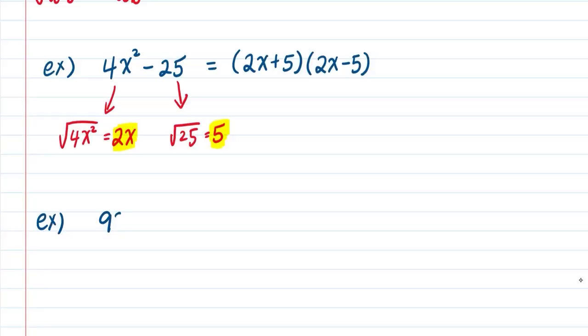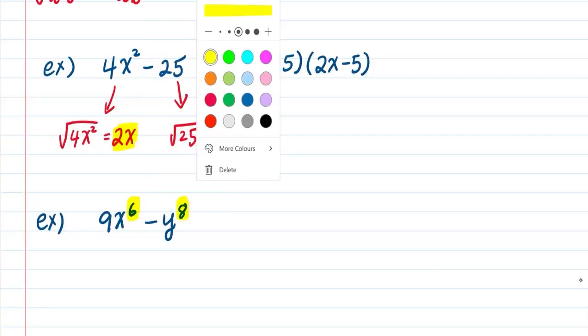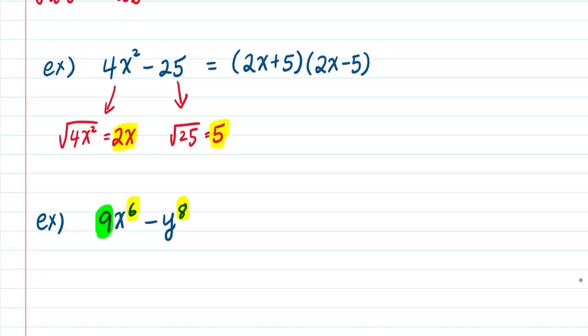Let's do 9x to the power of 6. Let's try the bigger expression, bigger exponents. y to the power of 8. It's pretty big, but like I mentioned, if the exponents are even numbers, then we're good to go. And also the coefficient. Okay, so you have to check the coefficients as well. So exponents must be even numbers, coefficients must be perfect squares, unless they can be factored out before we try the difference of squares.